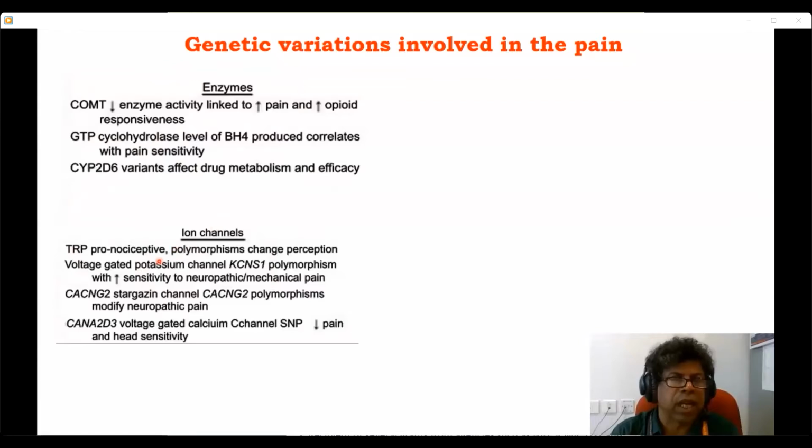And as I mentioned, some of the ion channels, like the TRPV1 class of proteins, the polymorphism changes the perception of pain, and they are pro-nociceptive. KCNS1 is another gene, where polymorphism is important in the increased sensitivity to neuropathic and mechanical pain. And this is some other class of genes which are involved in polymorphism and involved in heat sensitivity.